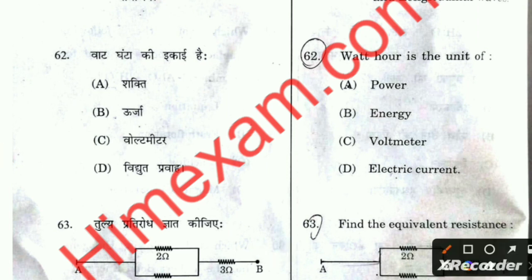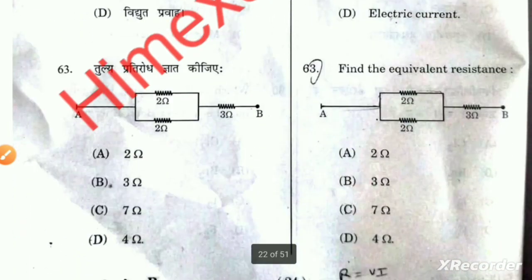The watt hour is the unit of which one? First option is power, second option is energy, third option is voltmeter, and the fourth one is electric current. So the watt hour is the unit of energy. Second option is the right option. So move to the next question.